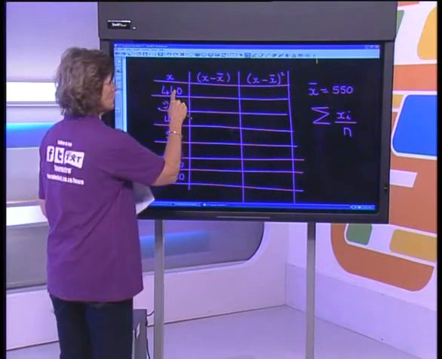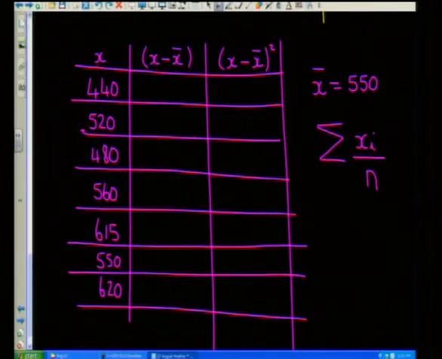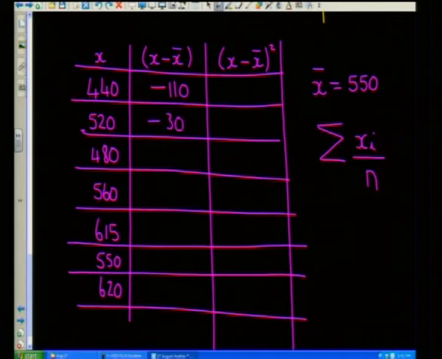Now, if I've got a score of 440 and I want to take away 550, then clearly on any calculator, that comes to minus 110. 520 minus 550, of course, comes to minus 30. You don't need sophisticated technology to be able to do that on your calculators. 480 minus 550 is minus 70, etc. This column is literally take your answer from that column and square it. You're going to, on your calculator, put in, and whether you put in the minus or not makes no difference, 110 times 110.